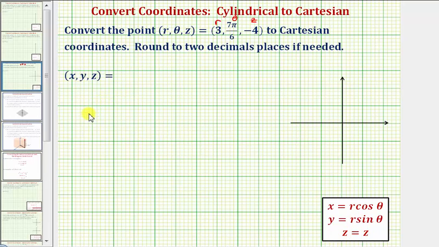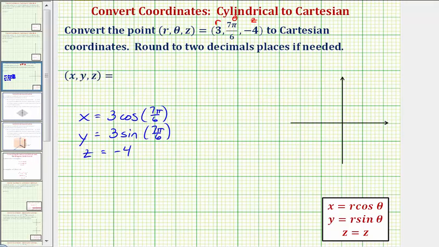So we know that x is going to be equal to 3 times cosine 7 pi divided by 6, and we know y is going to be equal to 3 times sine 7 pi divided by 6, and z is going to equal negative 4. To find these two trig function values, we can use a reference triangle or the unit circle. We'll go ahead and show both.